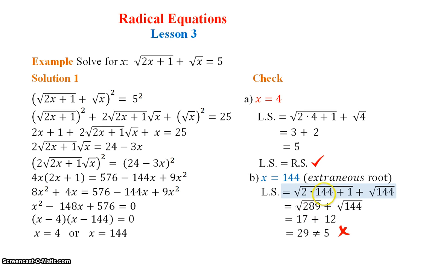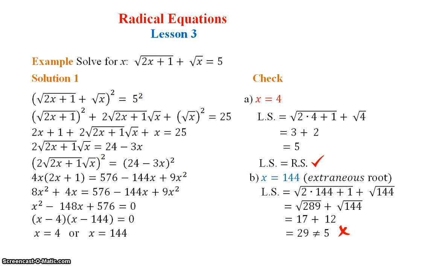2 times 144 is 288 plus 1 is 289. Square root of 289 is 17. And square root of 144 is 12. 17 plus 12 is 29. It's not 5. Therefore, x equals 144 is an extraneous root.